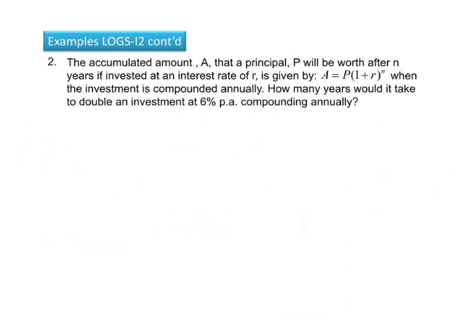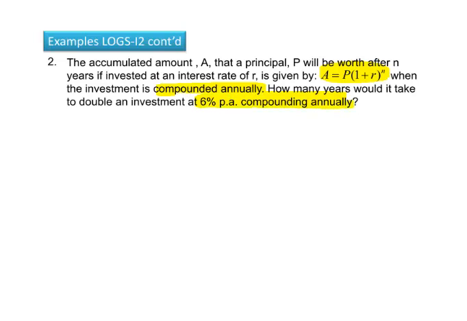Last example of this section in this video: the accumulated amount A that a principal P will be worth after n years if invested at an interest rate of R is given by... This is actually a compound interest formula for any student who moves on to finance. When the investment is compounded annually, how many years would it take to double an investment at 6% per annum compounded annually?